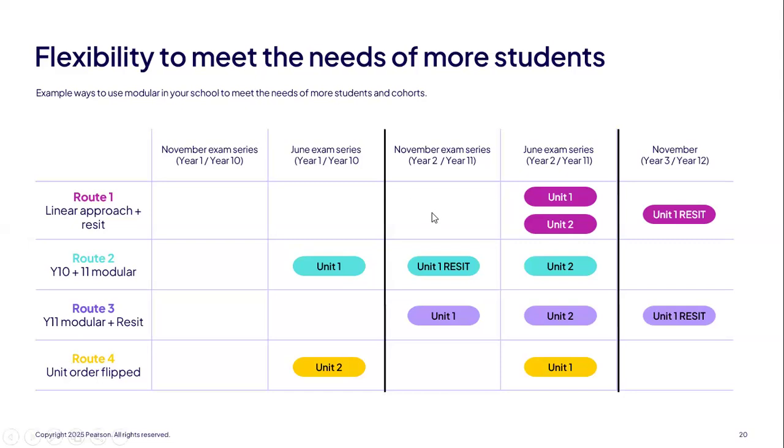By entering them for the modular route, they would do Unit 1 and Unit 2 at the end of the second year of teaching, which in the UK is Year 11. But if they were not happy with one of their unit results, they could resit just one of them in the November of the following year. So they could start their A-level studies and still resit Unit 1 and then get an improved result.